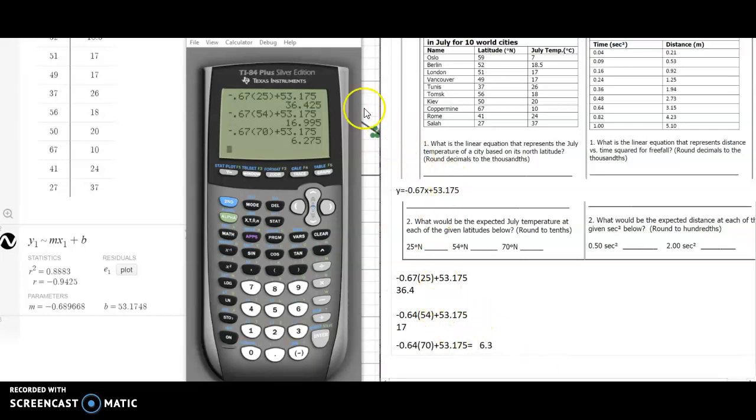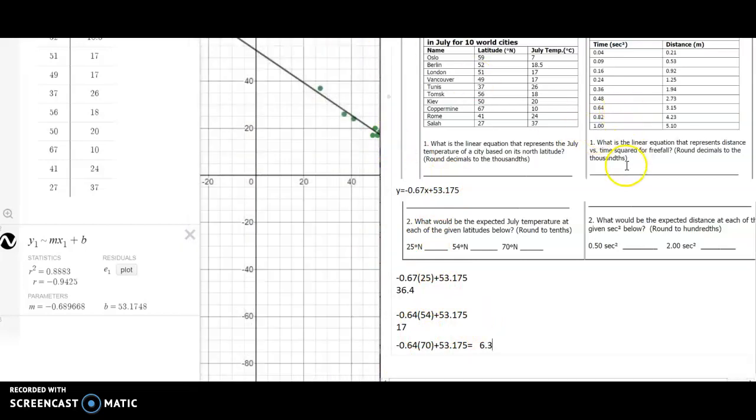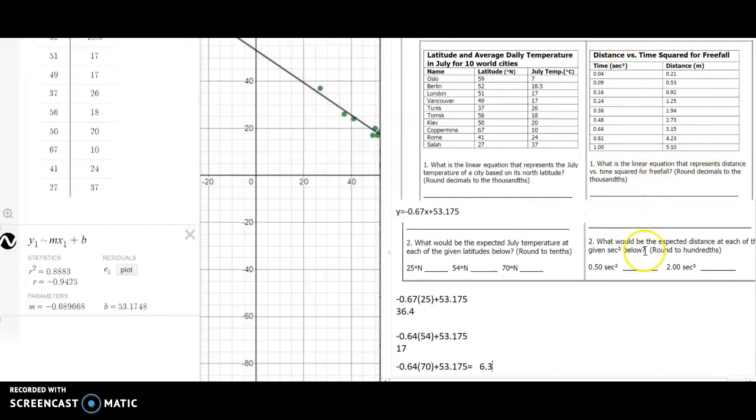All right, guys, so I'm hoping that through this example you are able to do number 2 and the rest of the problems on that worksheet. So go ahead and try your best. Thank you.